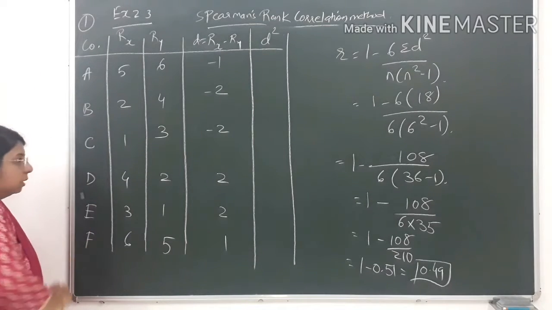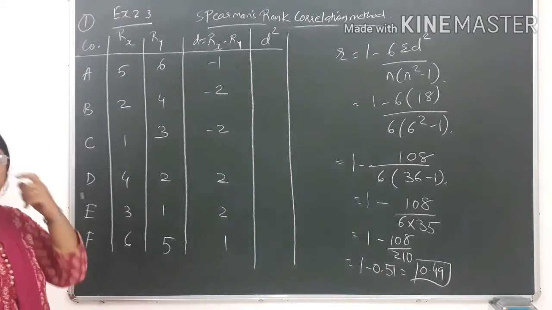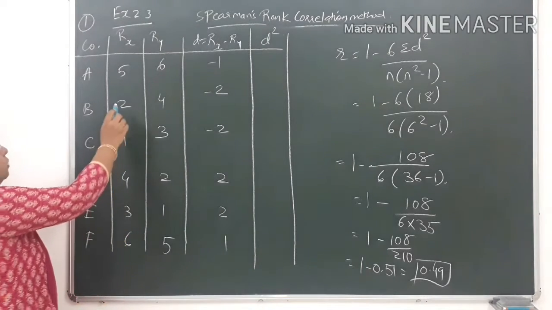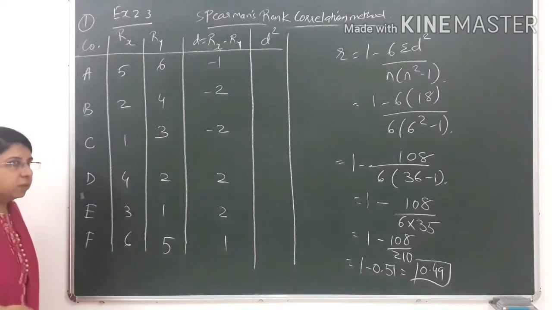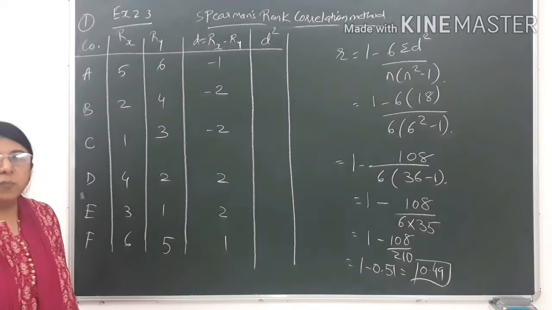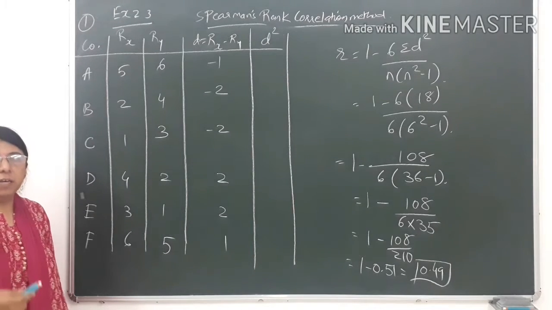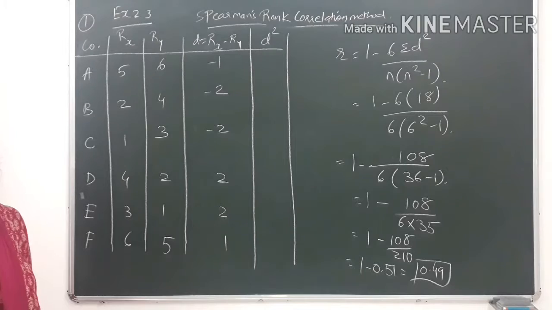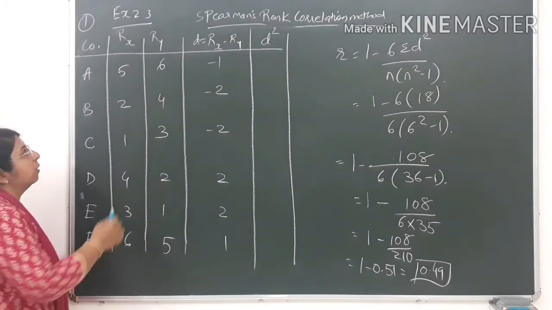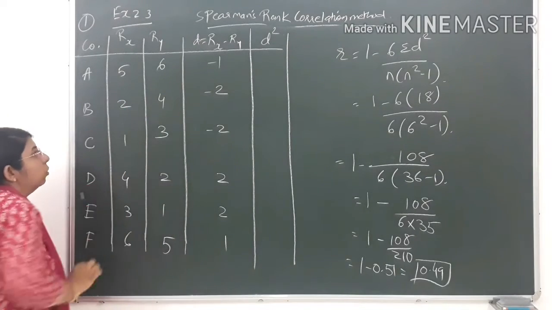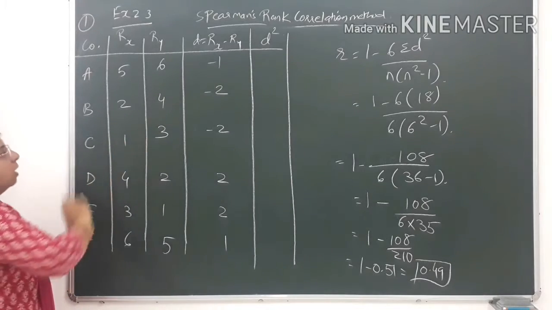So in total there are 6 companies' data given to you, and the ranks are given to you directly. In the next sum which we will be studying, the ranks will not be given to you. You have to give the ranks to the two different variables. This is the initial question, that's why the ready-made ranks are given to you. So no need to find Rx and Ry.